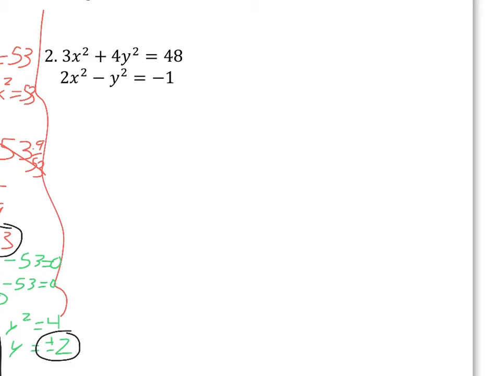Okay, for number 2, I think we can use elimination. On number 1, we couldn't use elimination because one equation had x squared and y squared. The other equation just had x and y, so we weren't able to eliminate. But on this one, we could eliminate. Looks like it's easiest to eliminate the y's. So if I multiply this by 4, then that would give me 4y squared in the top and negative 4y squared in the bottom. So I'm leaving the first equation alone and multiplying the second equation by 4.